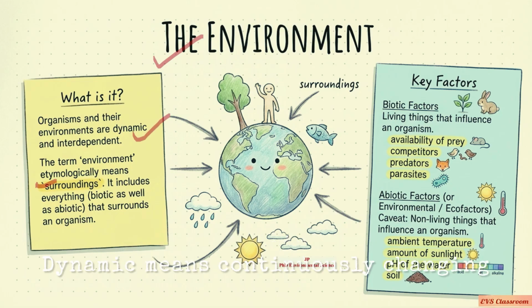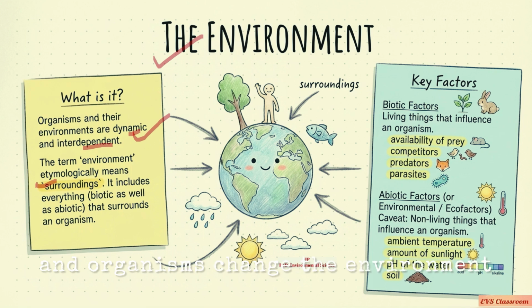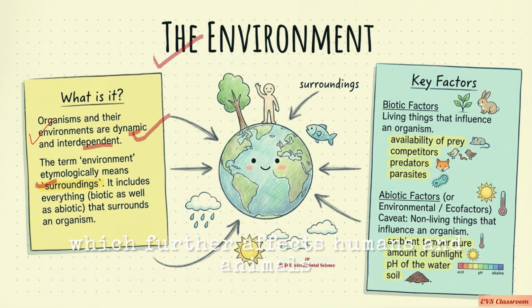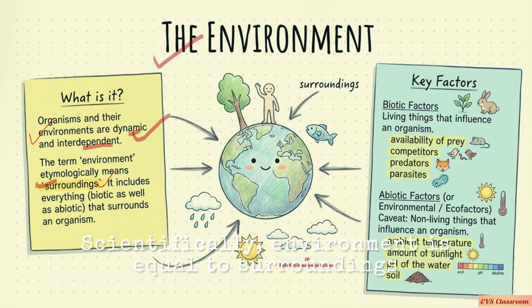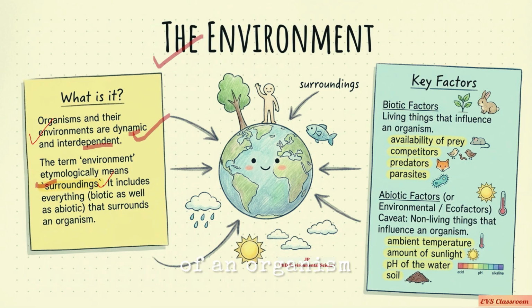Dynamic means continuously changing. Interdependent means organisms and environment depend on each other, and organisms change the environment and the environment changes organisms. For example, plants release oxygen, leading to environmental changes. Pollution changes air, which further affects humans and animals. The word environment comes from a term meaning around or surrounding. Scientifically, environment is equal to the surroundings of an organism.